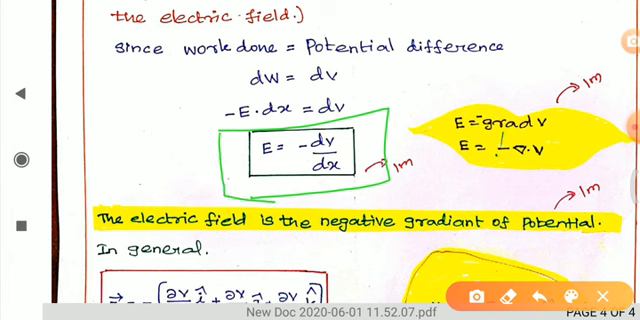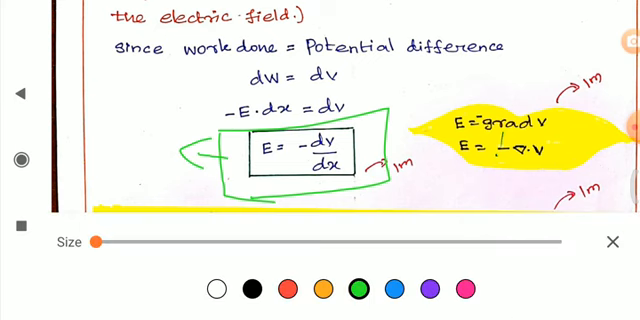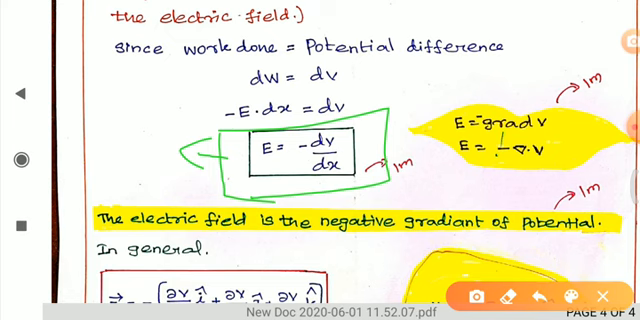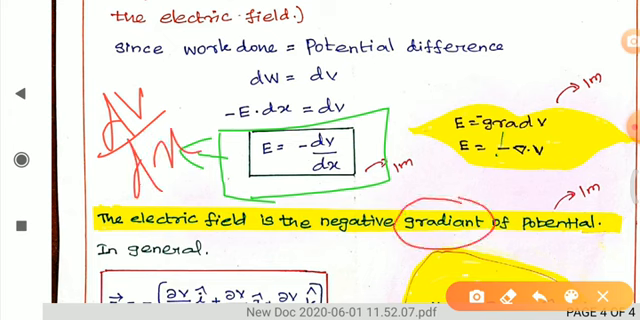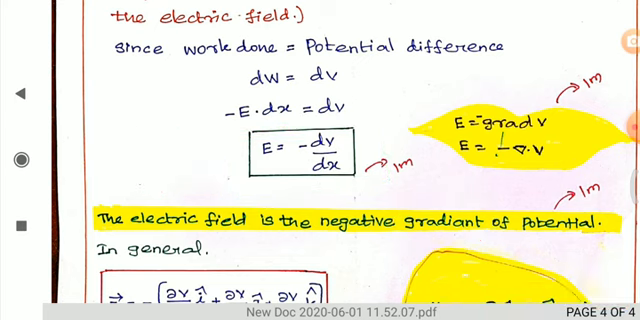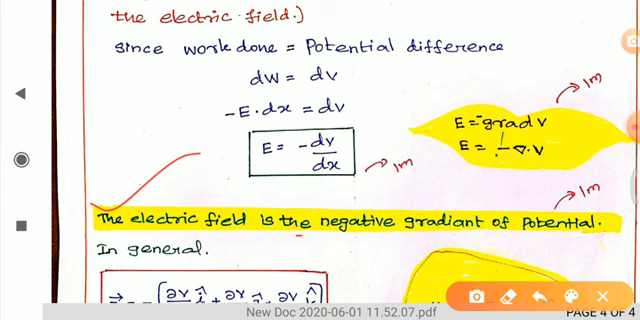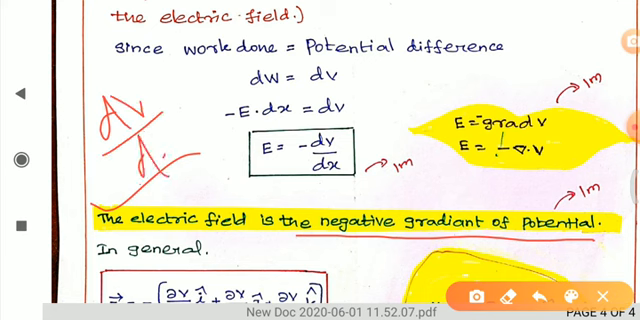Okay, right. Now one more thing, from this formula you have to understand that E is equal to minus dV by dx. Here dV by dx is nothing but the gradient. It is known as the gradient. So in the next sentence I have given: the electric field is the negative gradient of the potential. So dV by dx is equal to what? Gradient of potential. Okay, right.